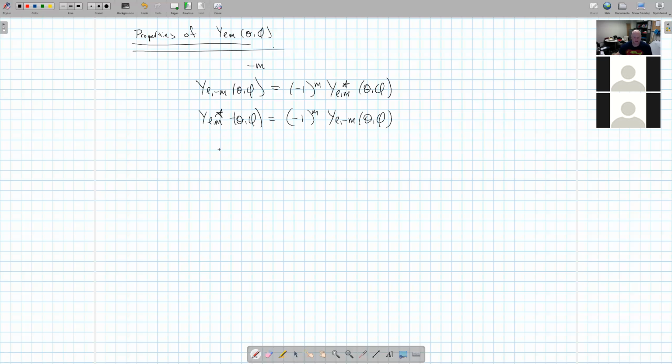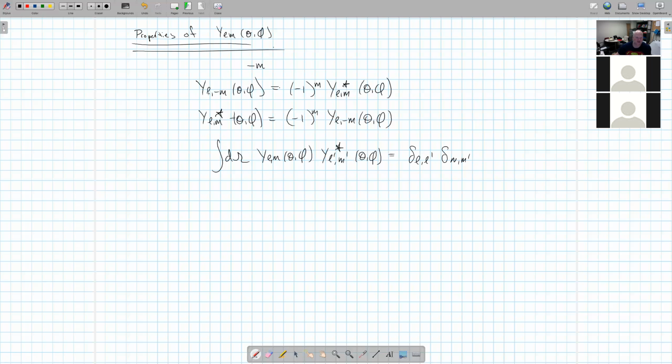And then the last property that's going to be useful to us is if we integrate over the solid angle of YLm theta phi times YL prime m prime star theta phi, then this is equal to the Kronecker delta function between L and L prime and the Kronecker delta function between m and m prime. So basically it just means that if I integrate over the solid angle, this thing is only non-zero when L and m are both the same. Otherwise, this thing is equal to 0.